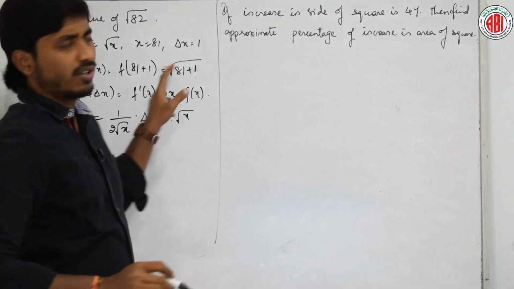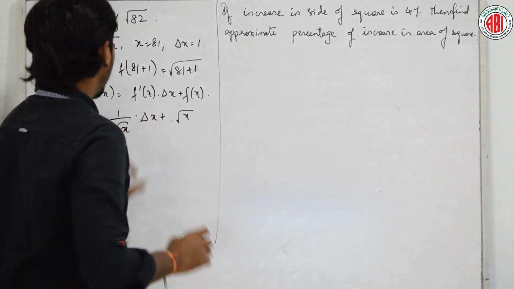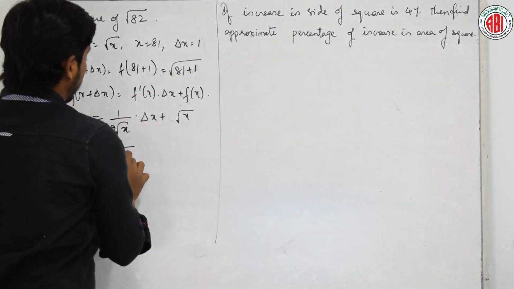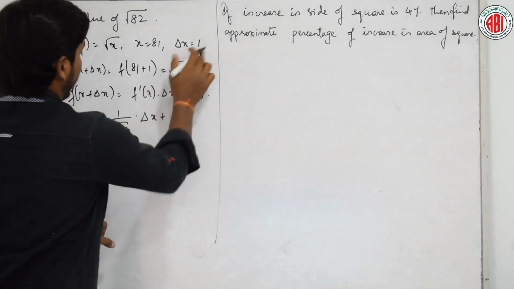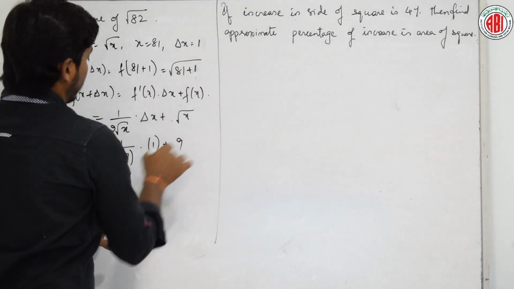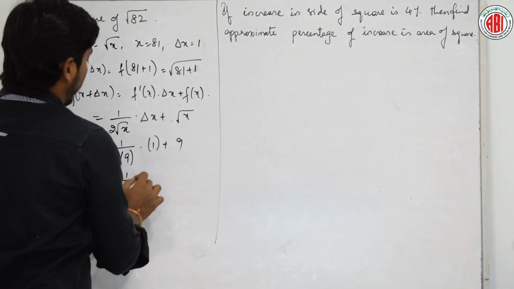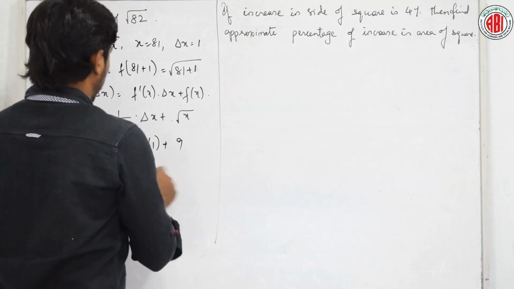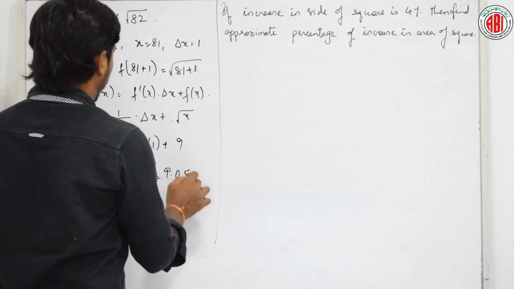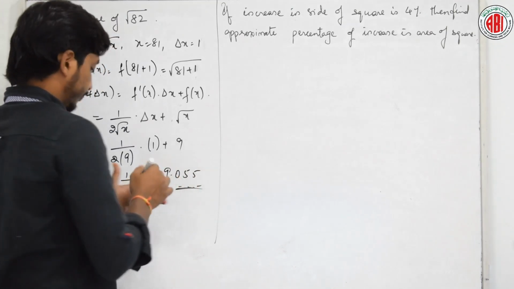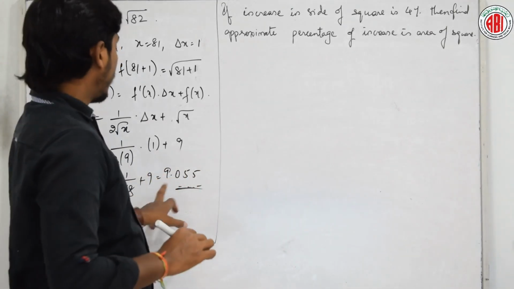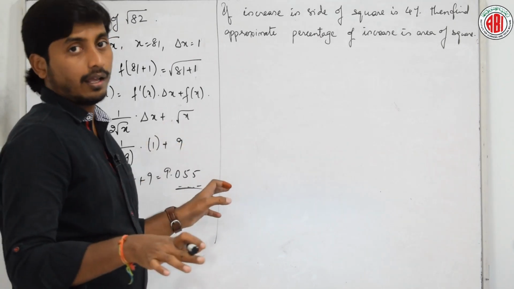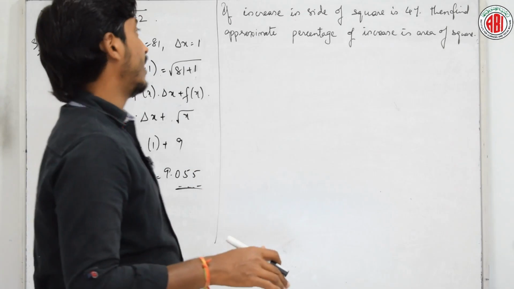Okay. Now just substitute the values of x and all those. 1 by 2 root x, that is root 81 is 9, delta x is 1, plus 9, that is 1 by 18 plus 9. Okay. What is 1 by 18? Yes, that will be 9.055 and so on. Is it clear? Is it not easy to find? It is almost near to 9 but not 9. Clear? Fine. Look at the next question.